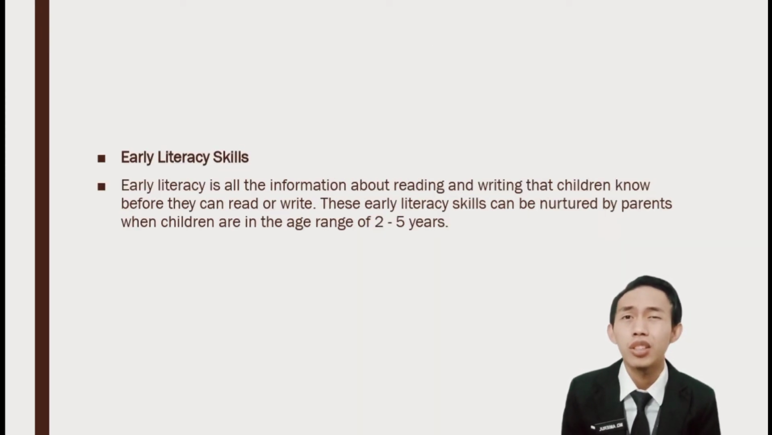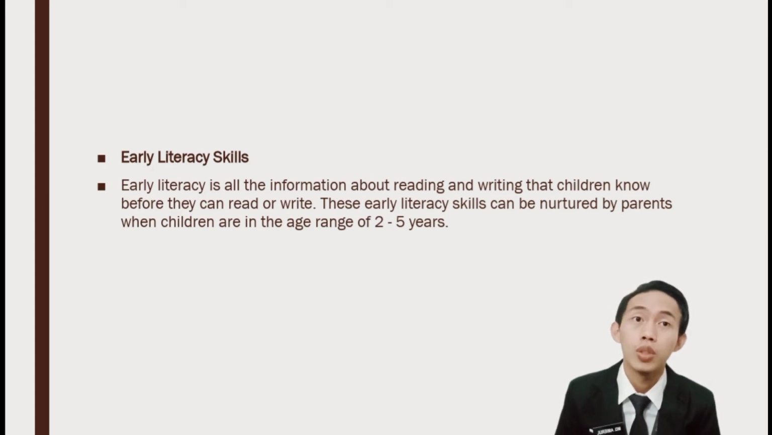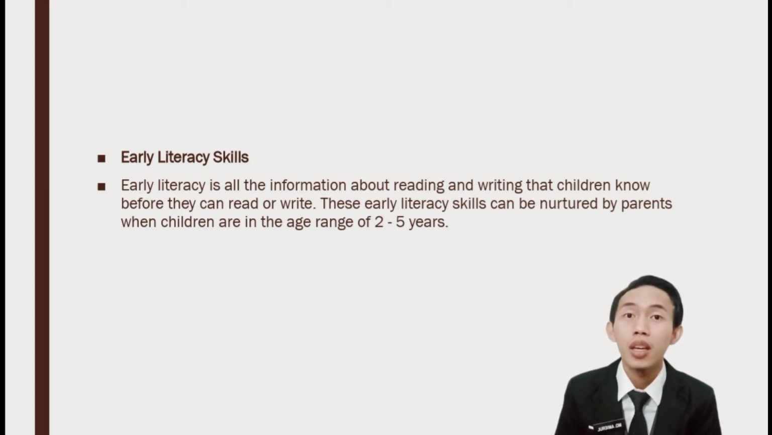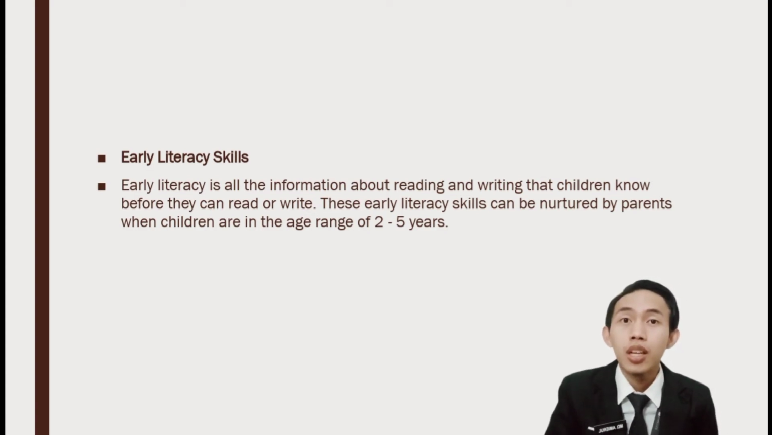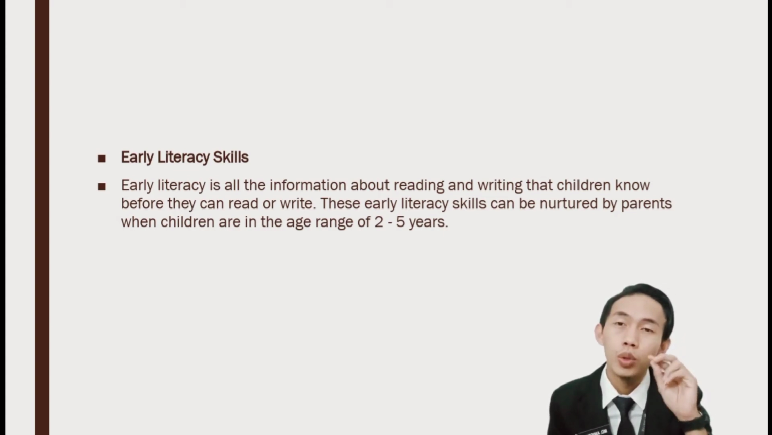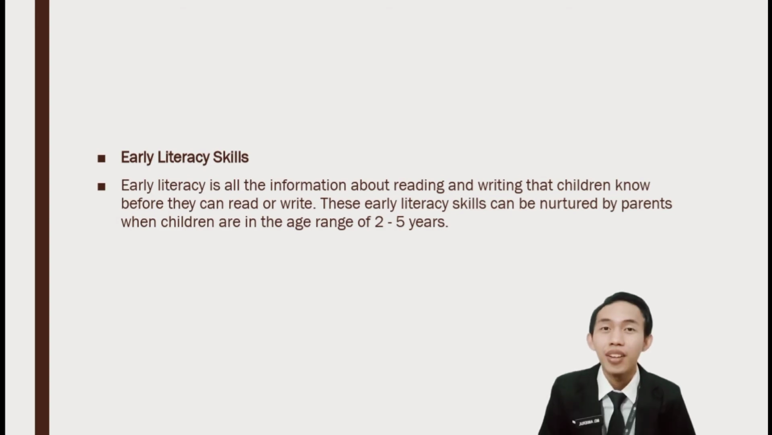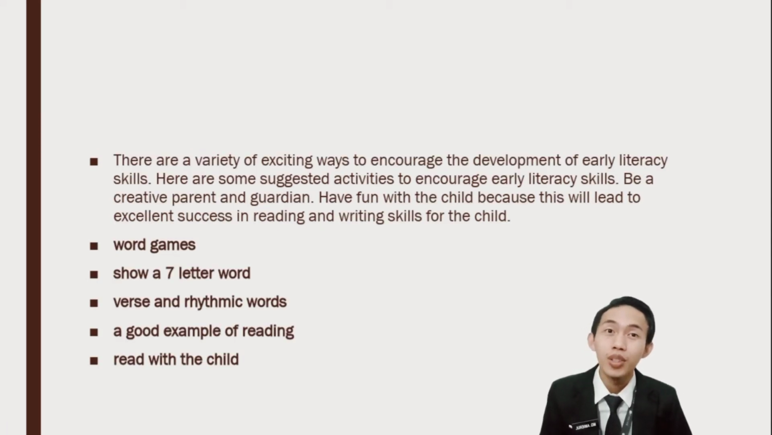What is early literacy skill? Early literacy is all the information about reading and writing that children know before they can read or write. These early skills can be nurtured by parents when children are in the age range of 2 until 5 years. There are exciting ways to encourage the development of early literacy skills. Here are some ways to encourage early literacy skills.